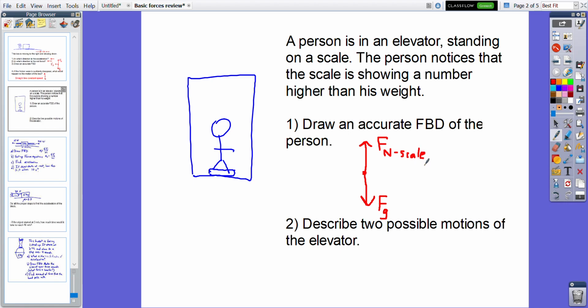Okay, so this is the normal force from the scale. And that's it. There's nothing else.